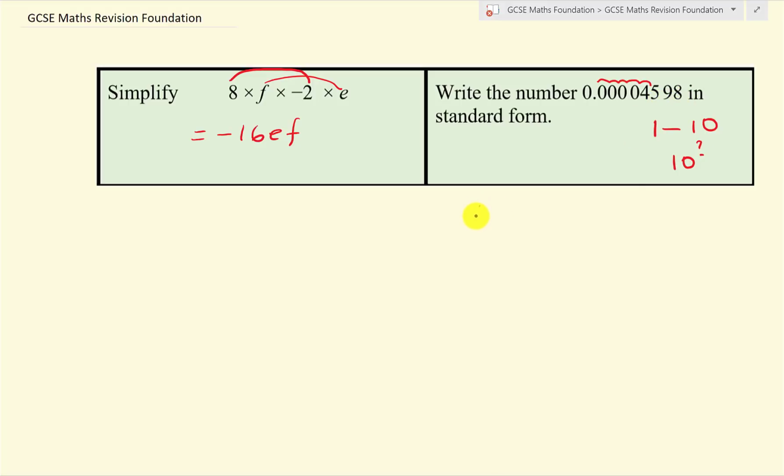So that makes the number 4.598 times 10 to the power of. Now the power, because we move to the right, we're making a small number into a big number, our power is going to be negative. So we moved it 5 places, so minus 5. Now remember, if you make a big number into a small number, that means you move the decimal to the left, that means the power will be a positive power.